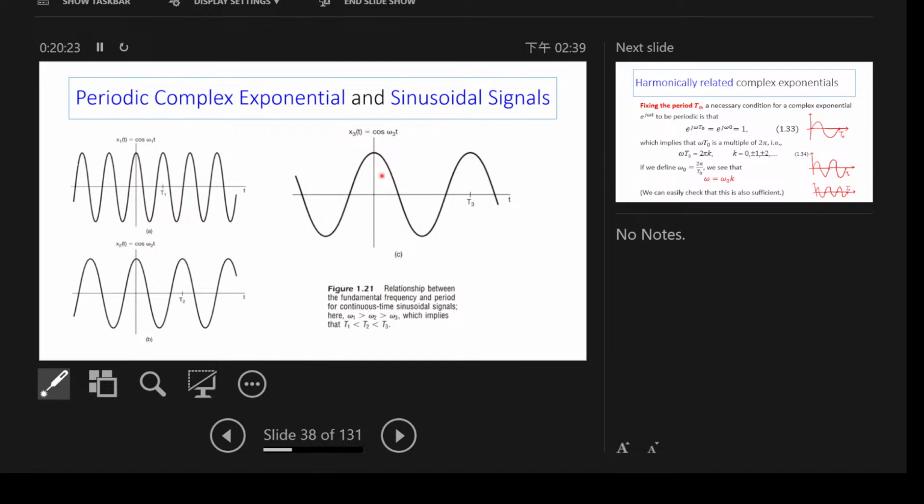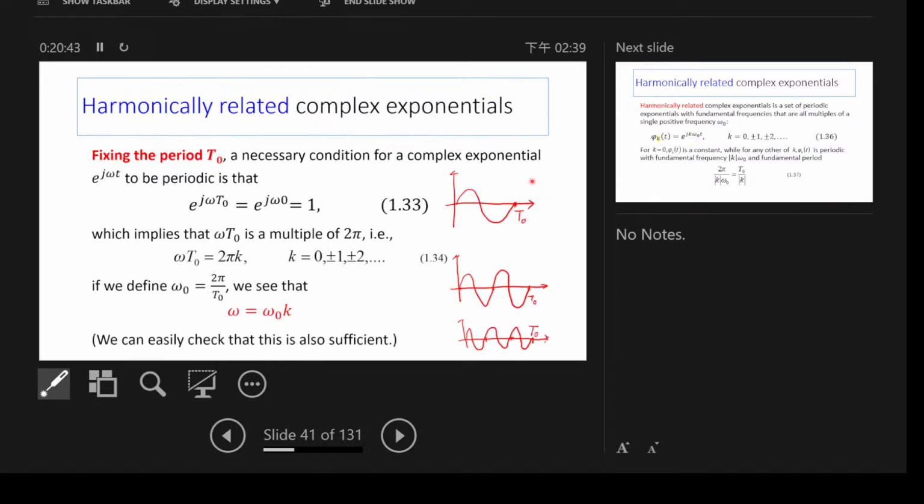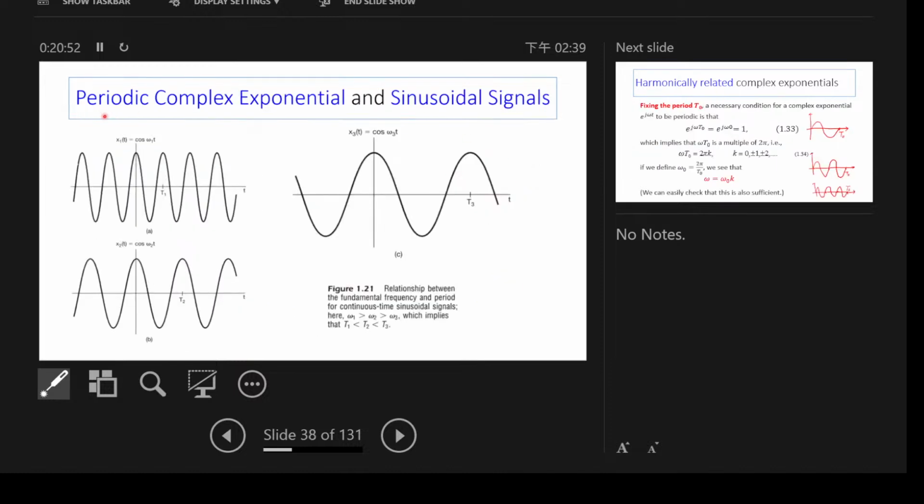So sinusoidal signals or complex exponential signals are oscillating functions, and when the frequency is higher, it's oscillating faster, and when the frequency is lower, it's oscillating slower. Okay, and then we go to the next concept, which is harmonically related complex exponentials. There are a lot of complex exponentials with different frequencies, and they are all periodic.